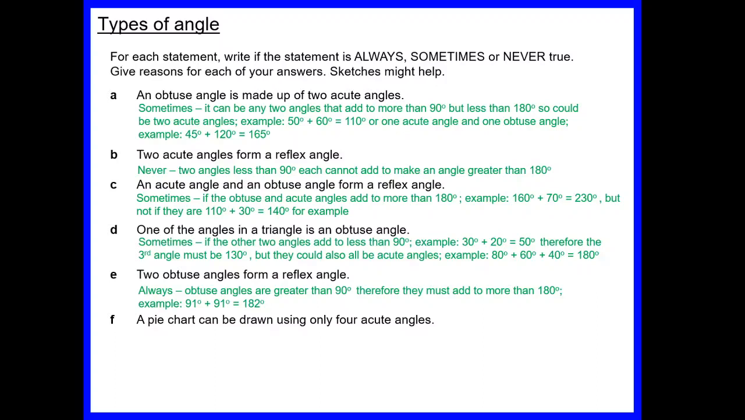And finally, a pie chart can be drawn using only 4 acute angles. That is never true. A full pie chart is a full turn, that's 360 degrees, and acute angles are less than 90. Remember, they don't include 90 degrees exactly. So 4 of them cannot possibly add to 360 if all of them are smaller than 90.